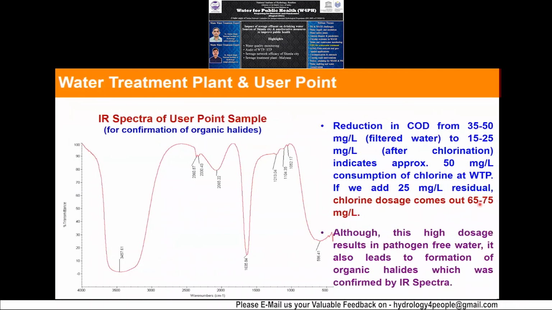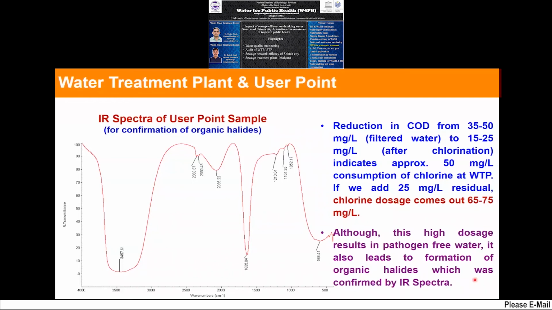So we were dosing a lot of chlorine to the treatment plant, and this was able to result in pathogen-free water, but it also leads to formation of organic halides, which was confirmed by the IR spectra, and this may lead to cancer in the people consuming it. So what does this mean? This means that we need to remove the organics in the treatment plant itself, and that should not be removed through chlorination.